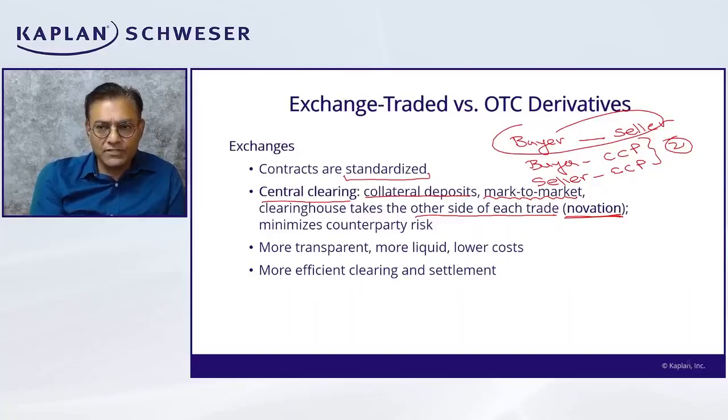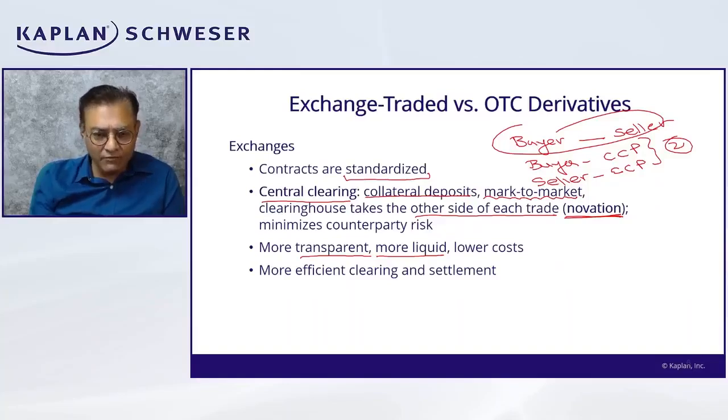It ensures that the parties to the contract are not concerned about counterparty credit risk. You're not concerned about your other party reneging on the contract. It provides more transparency. Why? Because all the trades are reported, so it is part of the information history. It is more liquid. Exchange traded contracts are very liquid, so you can easily take an offsetting trade if you want to. And typically exchange traded contracts have lower costs.